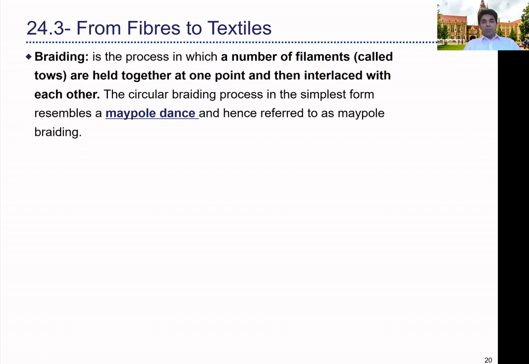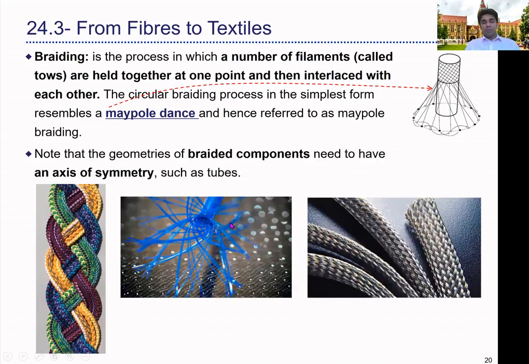The most common type of braiding is the circular braiding process, which is the simplest, and it resembles the maypole dance. If you have not seen that, I'll show you an image of how it happens. This process creates a tubular, hollow structure using the fibers. You will notice that for the braided component, there should be an axis of symmetry, such as with tubes. Even here, you will see an axis of symmetry, so this should be symmetrical around this axis.